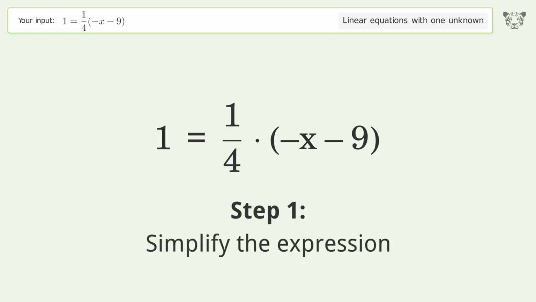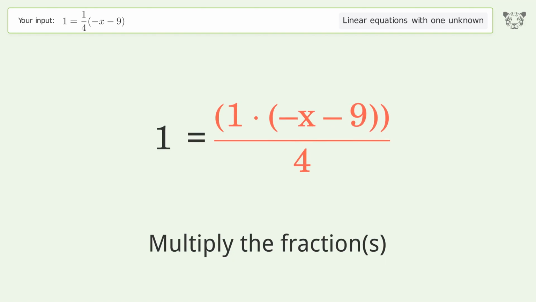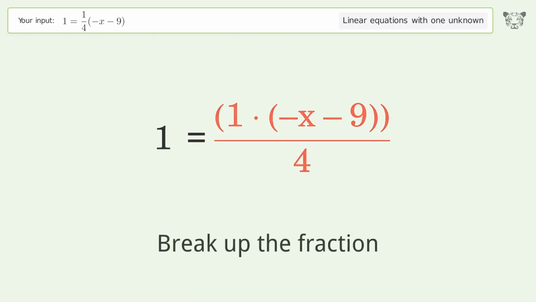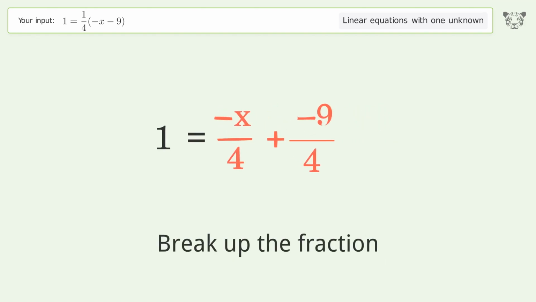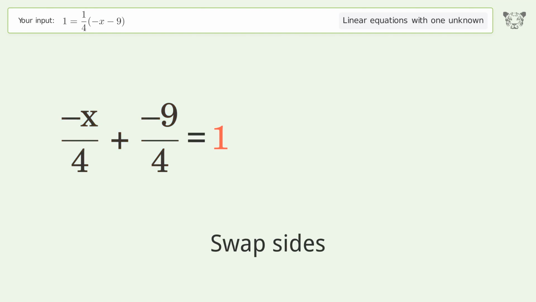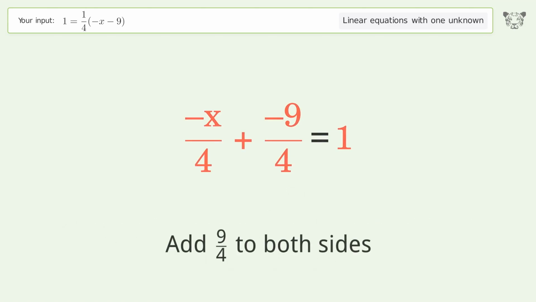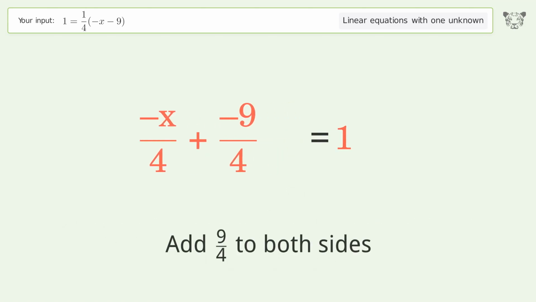Simplify the expression. Multiply the fractions. Break up the fraction. Swap sides. Group all constants on the right side of the equation. Add 9/4 to both sides.